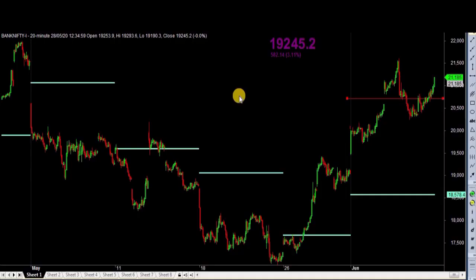So this strategy is very simple but very powerful, and we are going to learn each and everything about it. It means if the prices are above this line, then you're going to buy a call, and if the prices are below this line, you're going to buy a put.